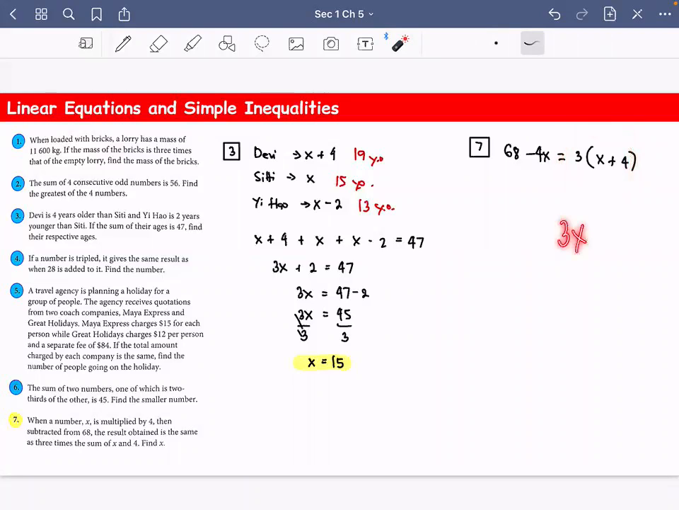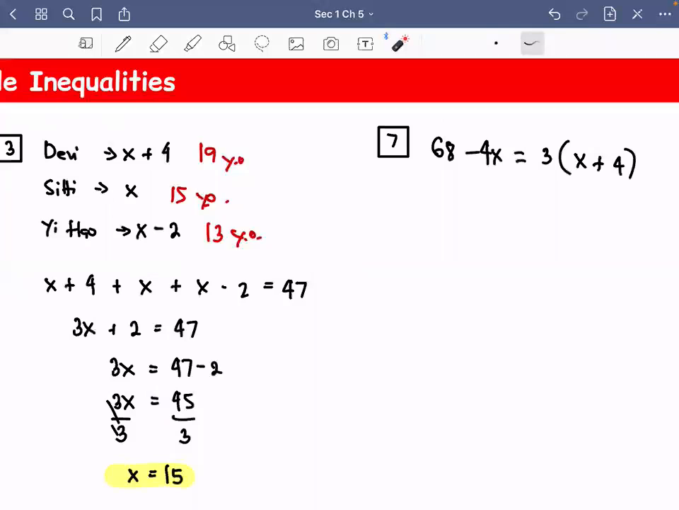It will be 3x plus 4 if, let's say, it says 3 times a number and 4, something like that, or the sum of 3 times a number and 4. But in this question, it says 3 times the sum of x and 4. So this is our equation. We just solve for x.